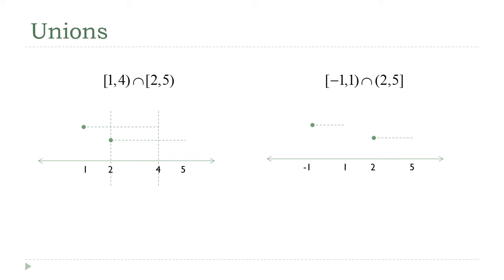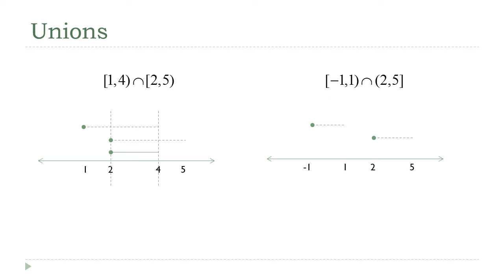So if you look at the first set here, that is where they overlap. The overlap is the numbers from 2 up to 4. And here's where we really have to think carefully. 2 is in both of the original intervals. So that is going to be included in my answer.